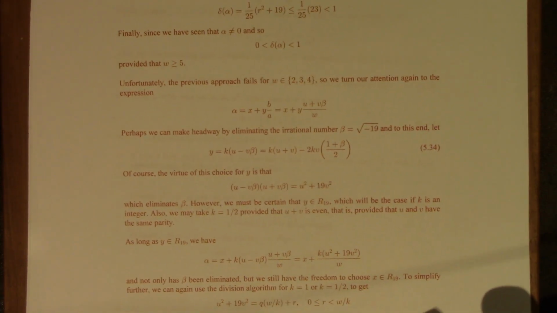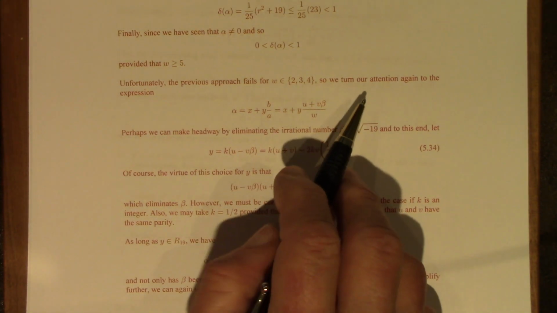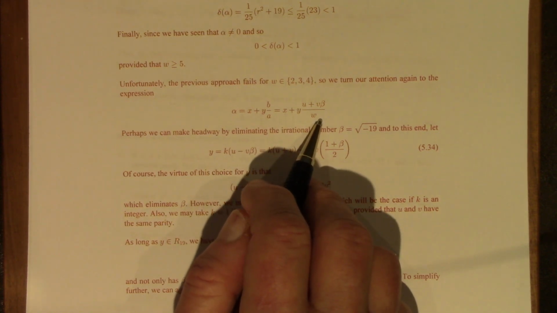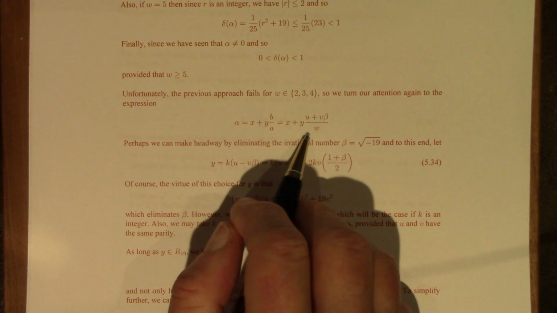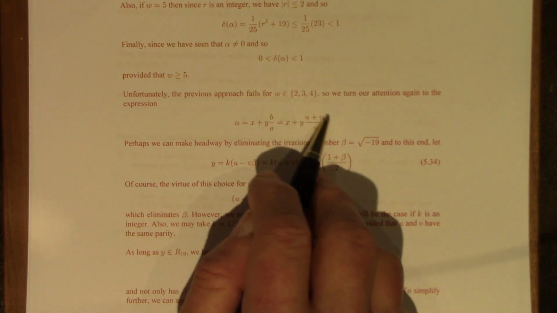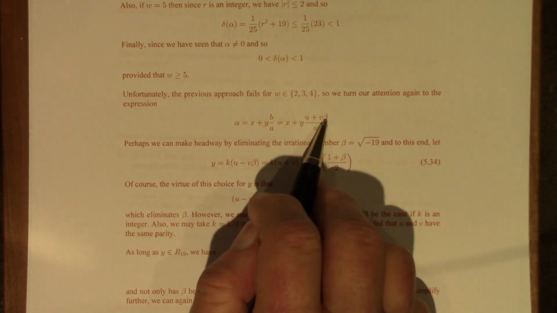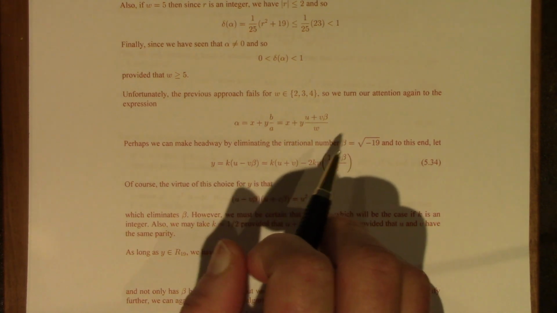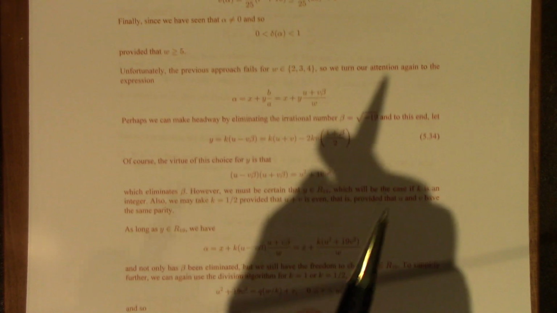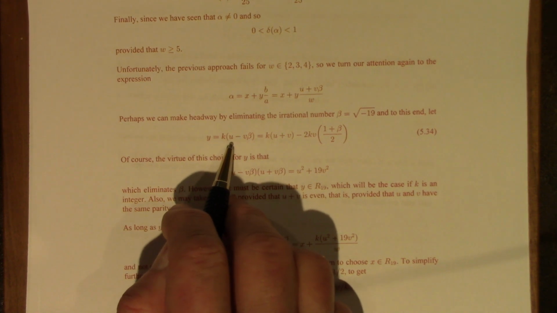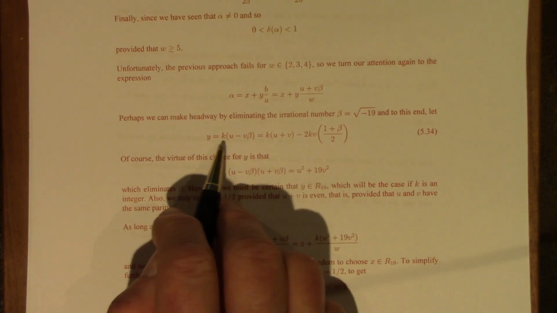But if you go back and return attention to this expression for alpha, there's something else going on here besides setting x equal to x1 plus x2 beta, and similarly for y. If you look at this for a minute, beta is a pain in the neck. It's the square root of negative 19. But there's an easy way to eliminate it, and that is to choose y to have the form k times u minus v beta. And I'll talk about k in a minute.